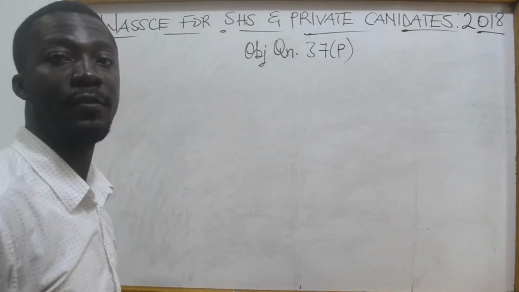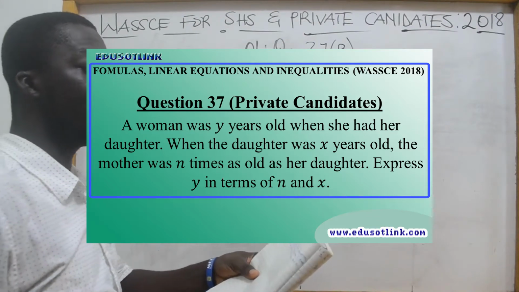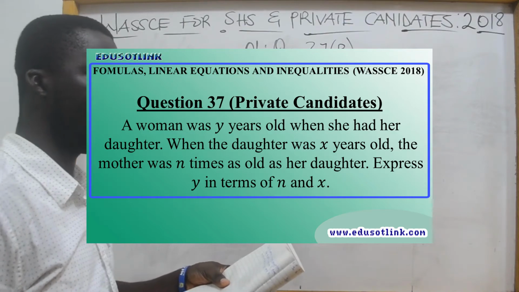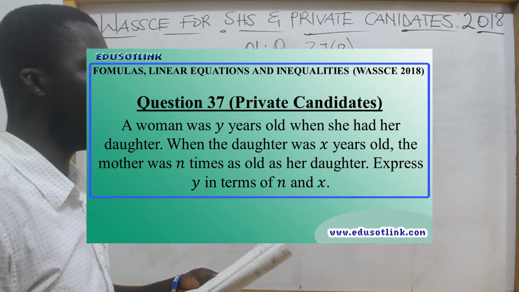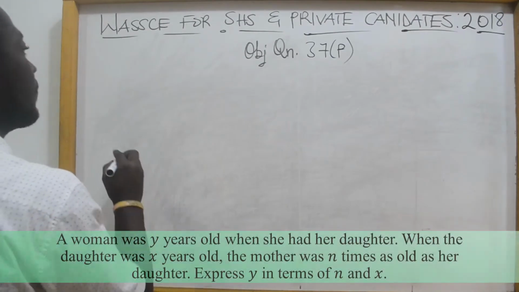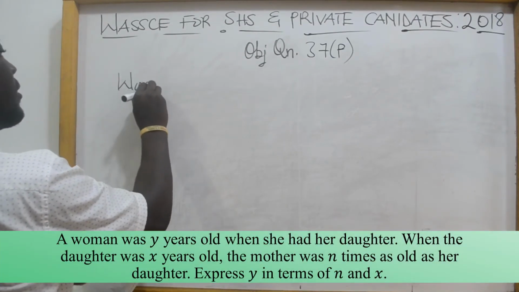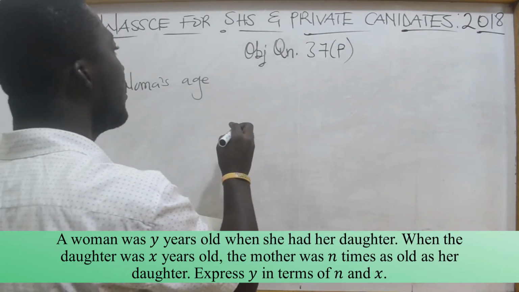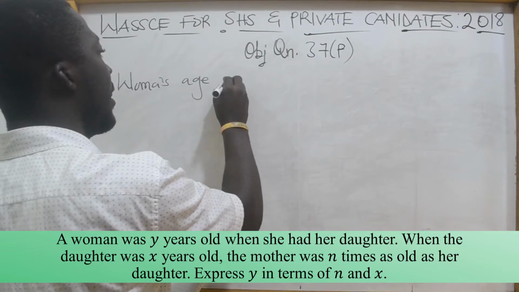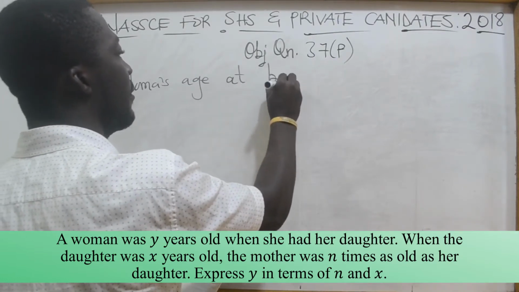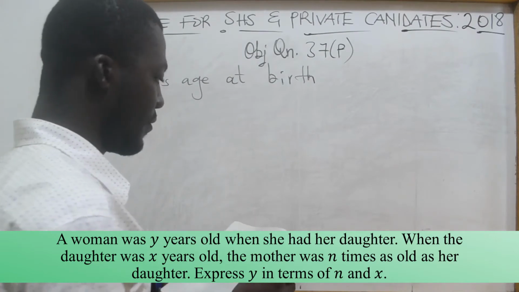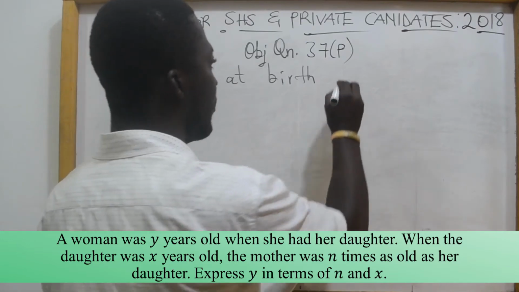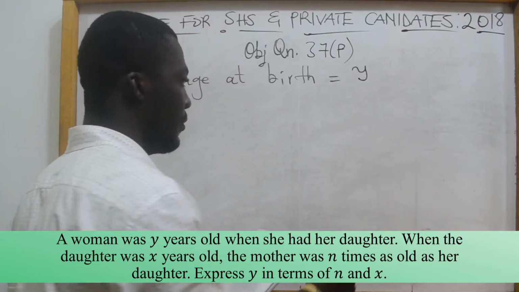Objective question 37 for private candidates. It reads, a woman was y years old when she had her daughter. So woman's age at birth. So when she gave birth to the daughter, the woman was y years old.